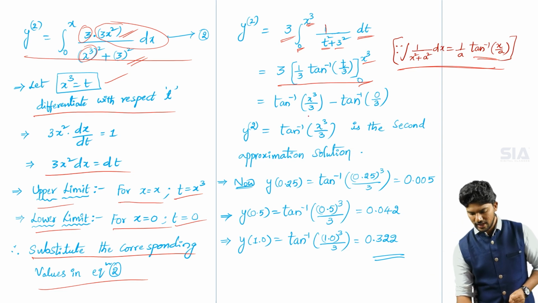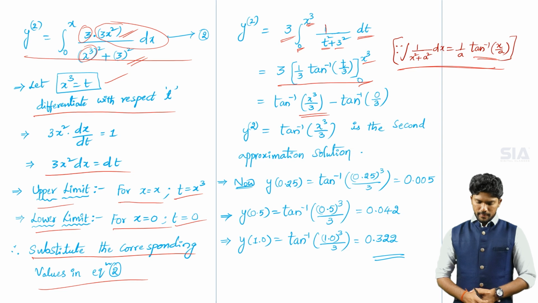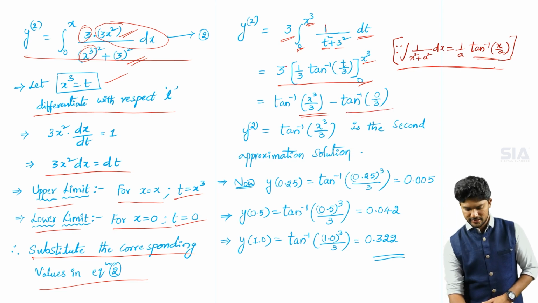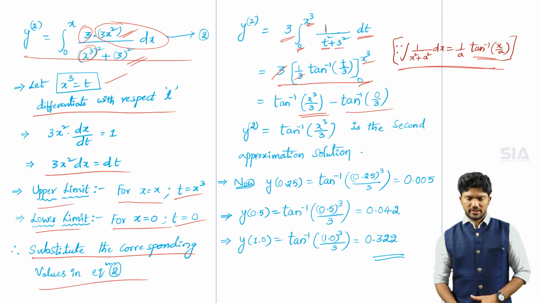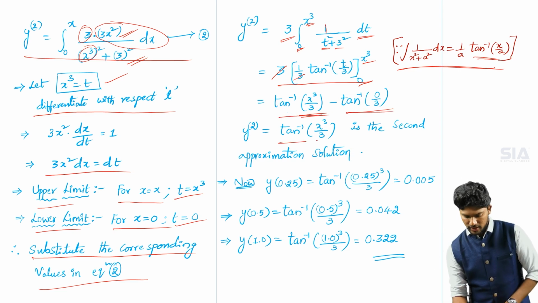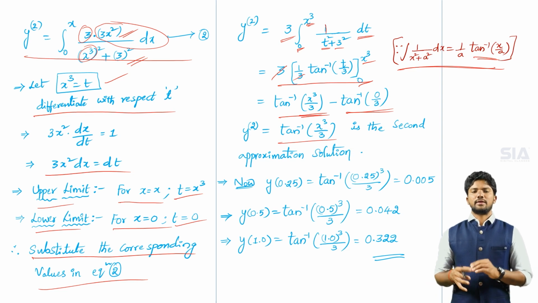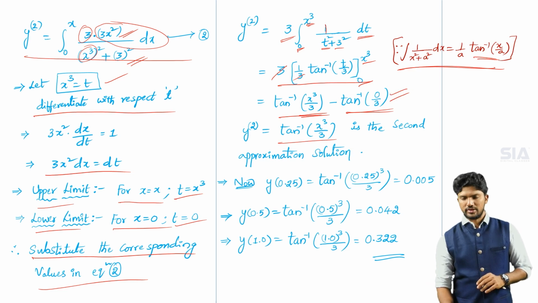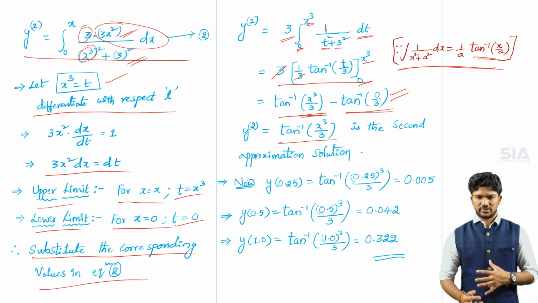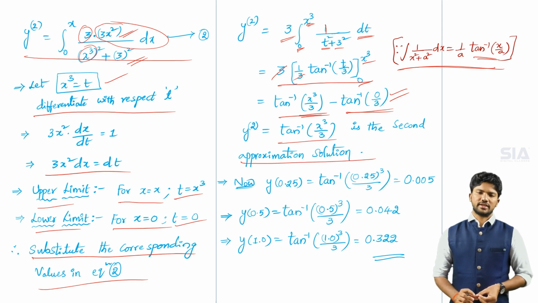So we get tan inverse of x cube by 3 minus tan inverse of 0 by 3. For the second approximation, this 3 will get cancelled, leaving tan inverse of the upper bound minus tan inverse of the lower bound. So tan inverse of x cube by 3 is the second approximation. The lower bound term becomes 0, since tan 0 is 0 only. Therefore the second approximation solution is tan inverse of x cube by 3.